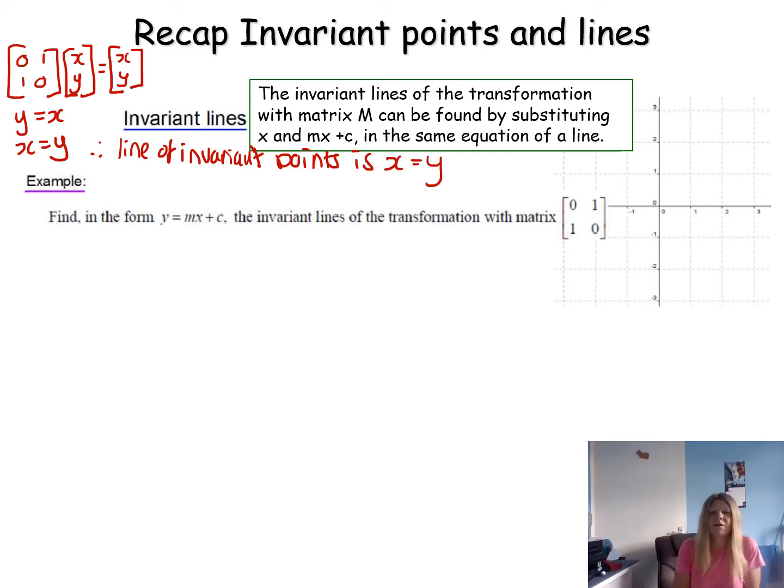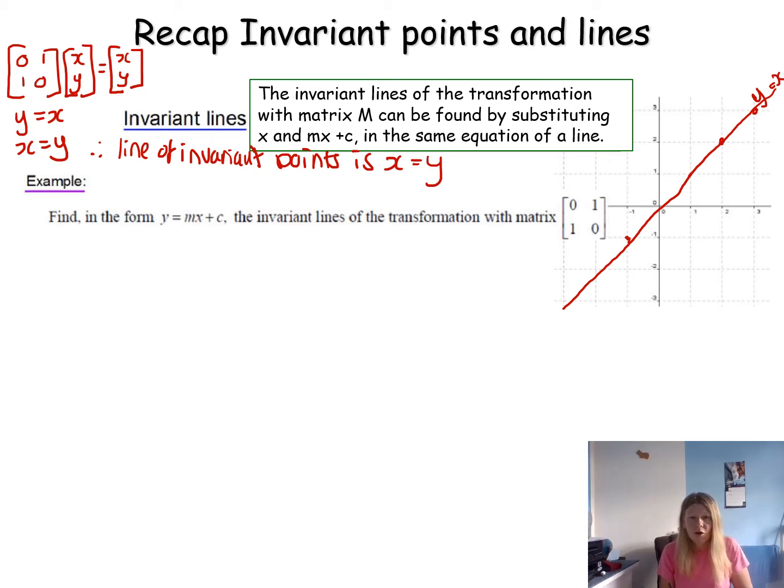But there might be some other lines which are invariant, but not a line of invariant points. Let's just draw that one there. So this is the line where every point will be mapped to itself under that matrix. y equals x, that's the line of invariant points. Okay, I'll change pen colour.